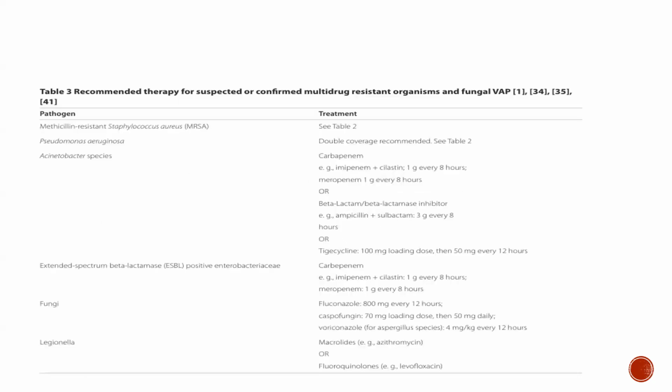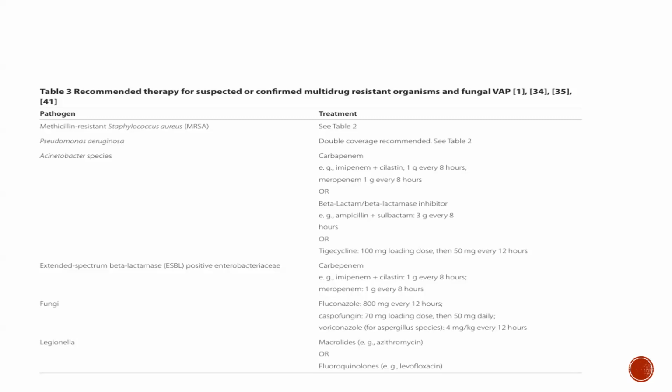Then for Pseudomonas aeruginosa, double coverage is recommended. For Acinetobacter species, carbapenem, that is imipenem-cilastatin 1 gram every 8th hour, meropenem 1 gram every 8th hour, or beta-lactam or beta-lactamase inhibitor, that is ampicillin plus sulbactam 3 gram every 8th hour, or tigecycline 100 mg loading and then 50 mg every 12 hourly.